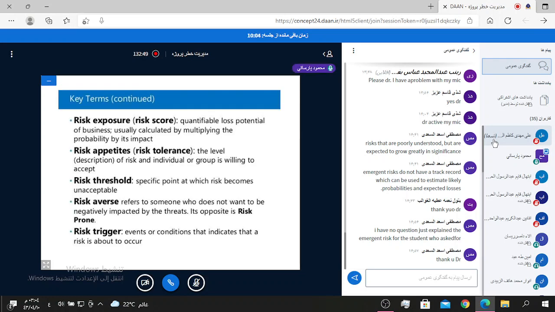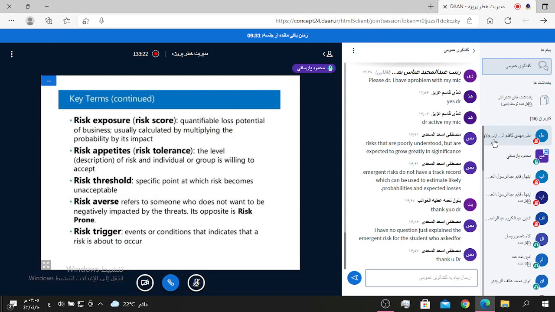And we continue with key terms, about risk exposure or risk score. We sometimes name this term a risk number: risk exposure, or risk score, or risk number. We will explain it and its formula.